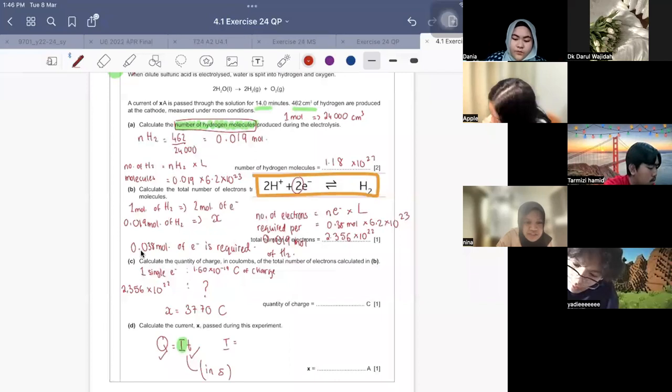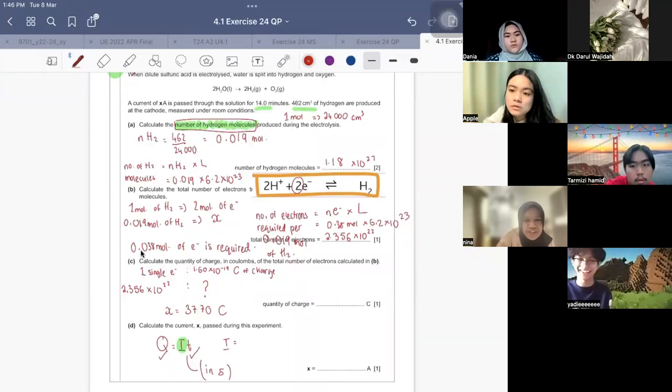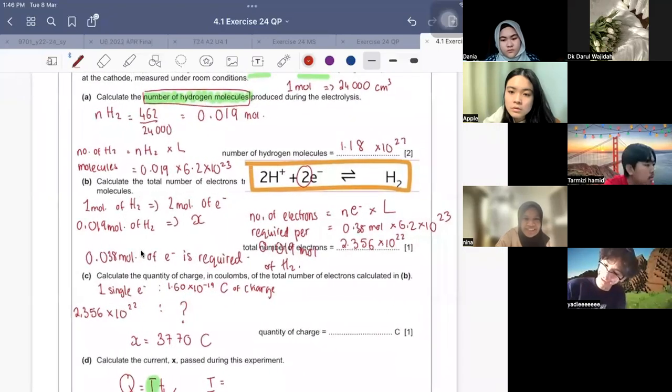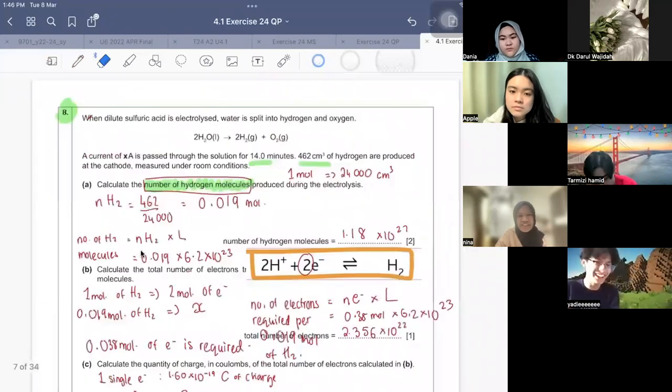Q is... Miss? Yes. Yedi said your Avogadro constant is wrong. It's 6.02, not 6.2. Thank you, Yadi. Why didn't you say anything just now? Iya toh.